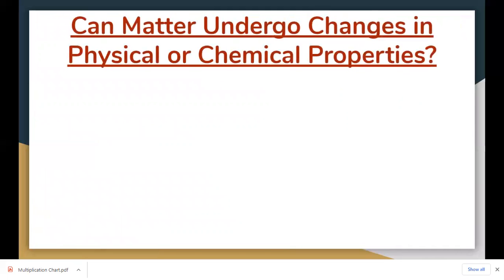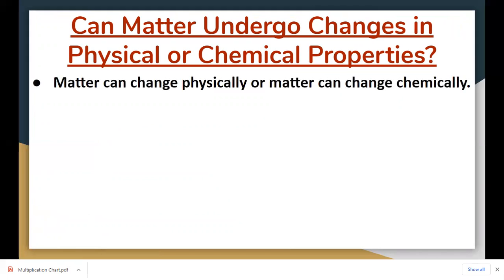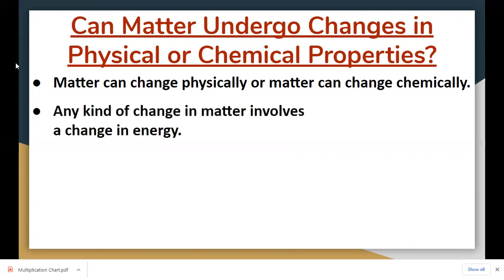Can matter undergo changes in physical or chemical properties? Well, matter can change physically or matter can change chemically. Any kind of change in matter involves a change in energy. So keep that in mind.